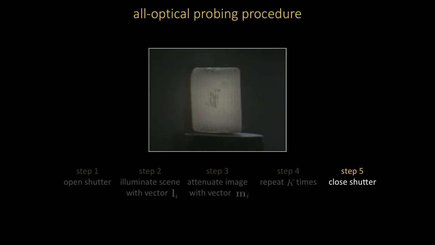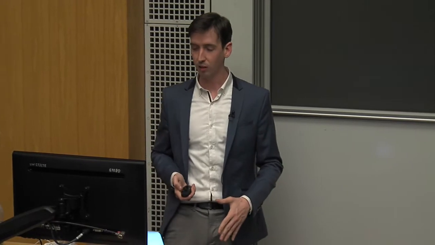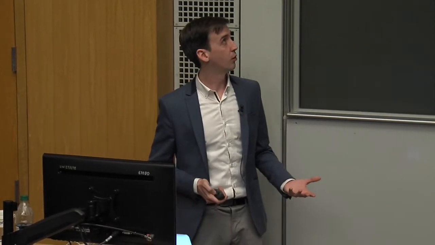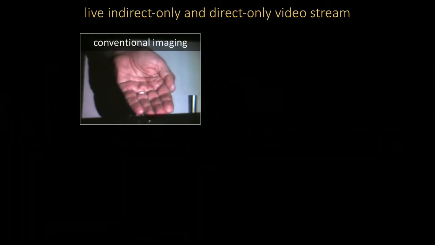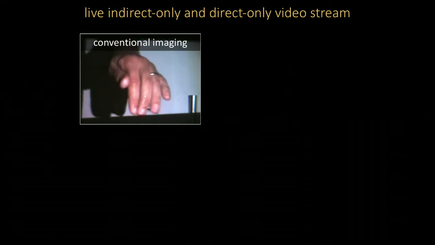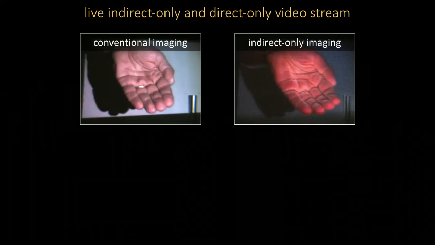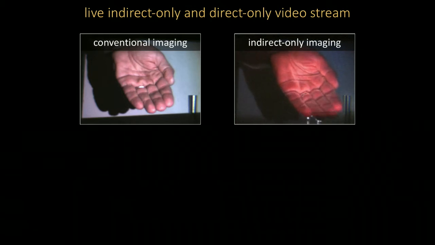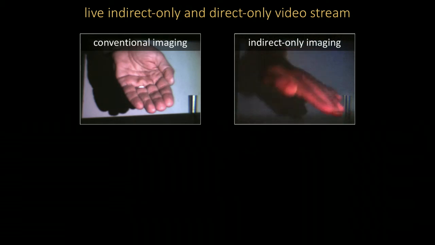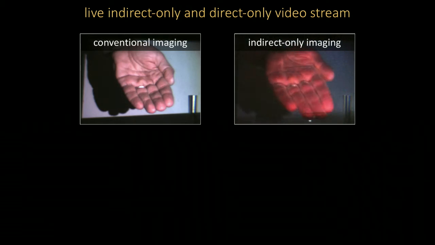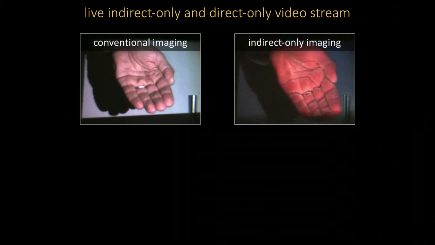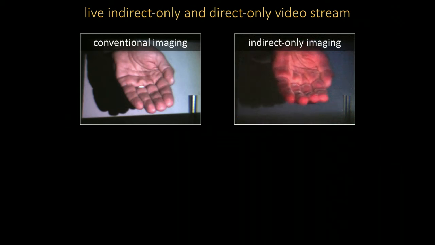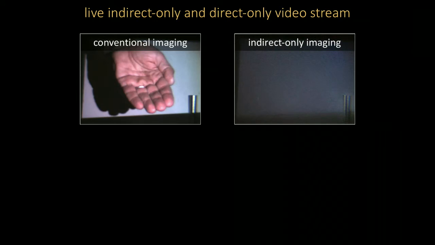And this is an all-optical process, which means that we can start doing this for videos. So here we have a conventional video stream of water being poured onto a hand. And here's the indirect-only version. So there's no processing here. We're capturing this as raw footage coming out of the camera. And all the processing is done through this sequence of illumination and mask patterns that we're basically displaying for each frame of this video. So every frame is the result of integrating 96 different illumination and mask patterns.